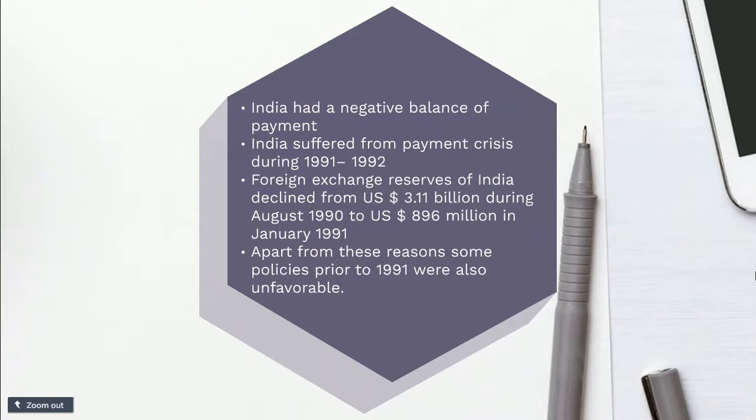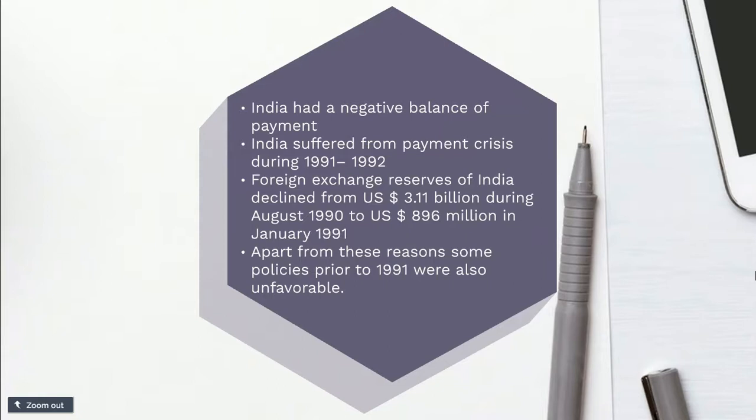Well, if I can tell you, this balance of payment problem still exists, but nowadays it is manageable because our exports are also fairly good. But at that time the balance of payment problem was a huge problem. So this is one of the reasons why the 1991 industrial policy was implemented.